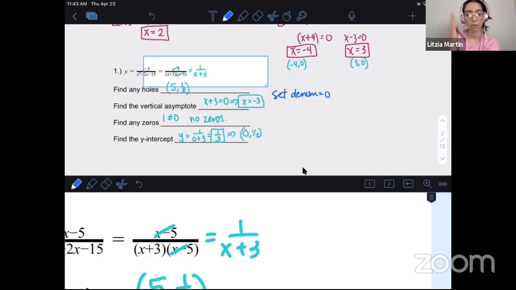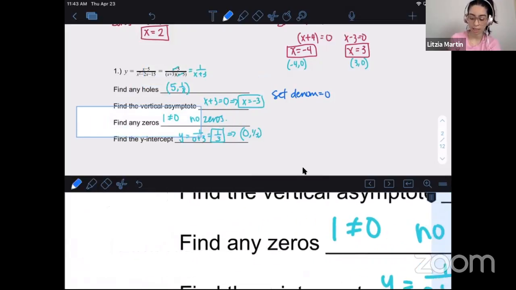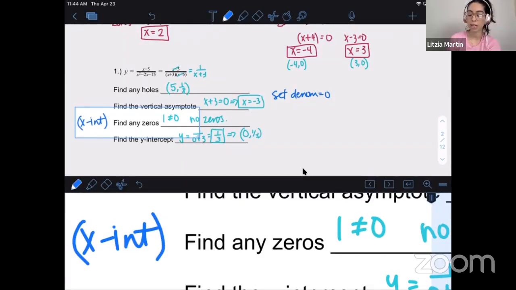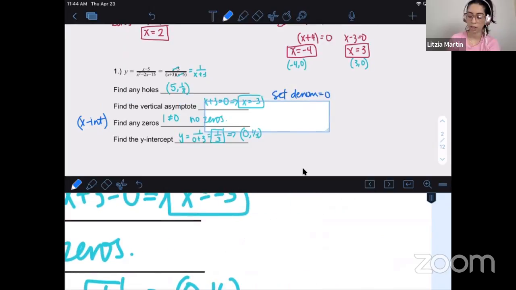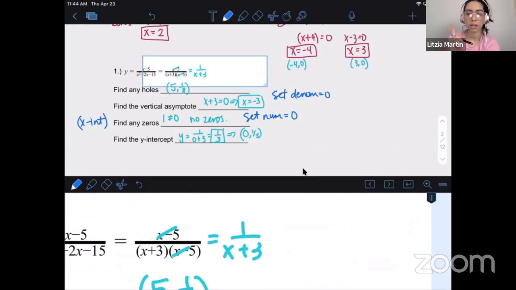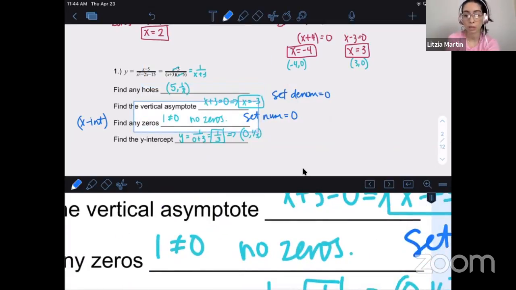That's our vertical asymptote. To find the zeros, zeros is also the same thing as x-intercept. So keep that in mind. You take your numerator and you set that equal to 0. Now in this case, our numerator is just a constant number 1. So 1 is not equal to 0. We can't set those equal. So that means we have no zeros.